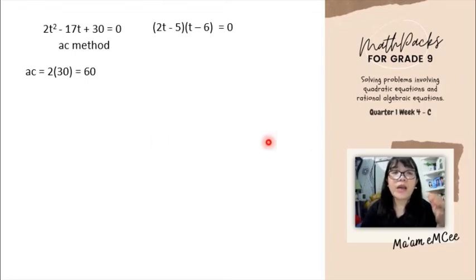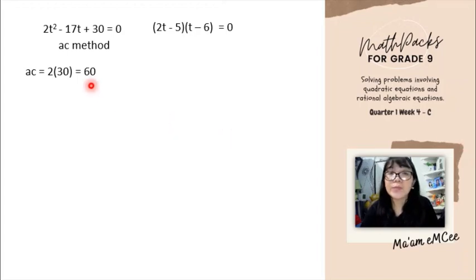So ang 60 nga siya, this will become your product. So kung A mo is equal to 1, ang C mo dyan automatic may mo nga product mo. But since nga A mo is not equal to 1 but other number, then you need to have your AC. And your AC here is 60. 60 will become the product and the sum is still equal to negative 17. So in order for you to get the factors of 2t squared minus 17t plus 30, you need to think of two numbers whose product is 60 and whose sum is equal to negative 17.